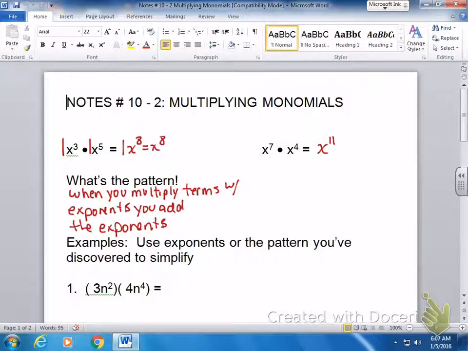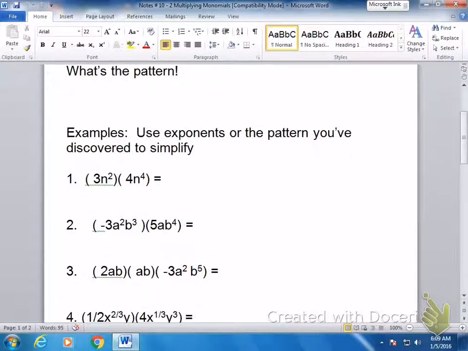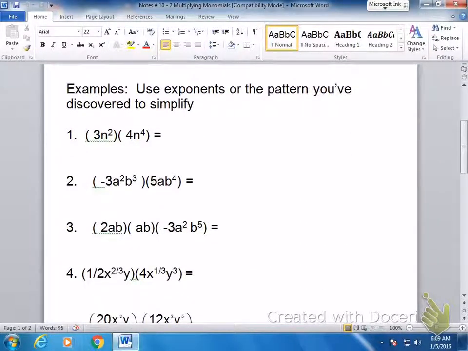So kind of a template of that would be if I had x to some exponent m times x to some exponent n, I get x to the m plus n. So all you've got to do is add the exponents when you're multiplying. So we're going to look at a few examples, see how it goes. It says use the exponents or the pattern you've discovered to simplify.